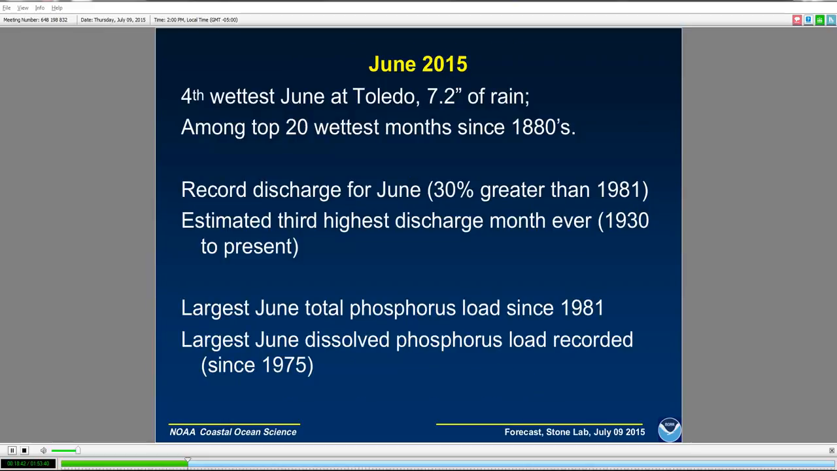Well, as Laura indicated, we had a lot of water in June, and just how much, I'll recap that. 4th wettest June in Toledo this year, among the 20 wettest months since the Weather Service started data 130 years ago. Record discharge for June, 3rd highest monthly discharge since USGS started data, and then with Laura's data, it's the largest total phosphorus load since '81 and the largest dissolved phosphorus load measured. Huge difference here in 2015 in June.